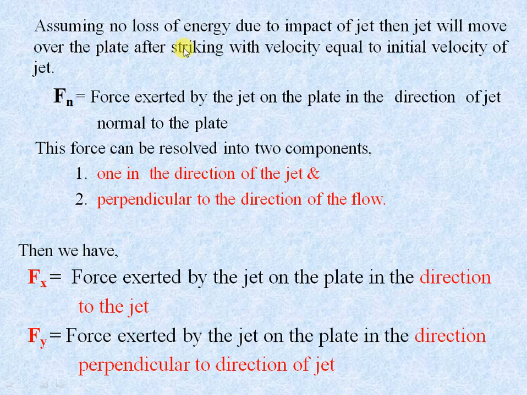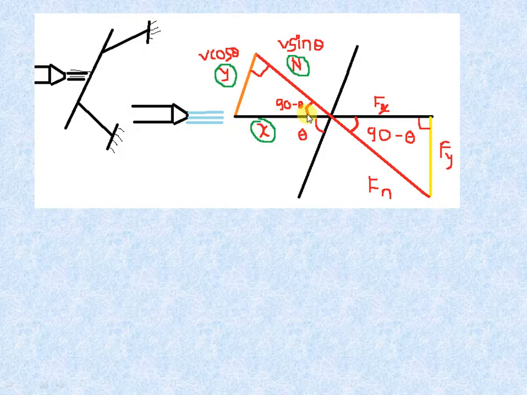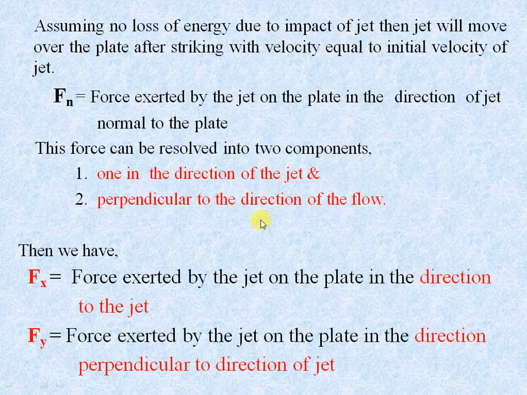So assuming no loss of energy due to impact of the jet, the jet will move over the plate after striking with velocity equal to the initial velocity of the jet. Fn is the force exerted by the jet on a plate in the direction normal to the plate. The force can be resolved into two components, one in the direction of the jet and one perpendicular to the direction of the jet. So Fx is the force along the direction of the jet, and Fy is the force exerted by the jet on the plate in the direction perpendicular to the direction of the jet.